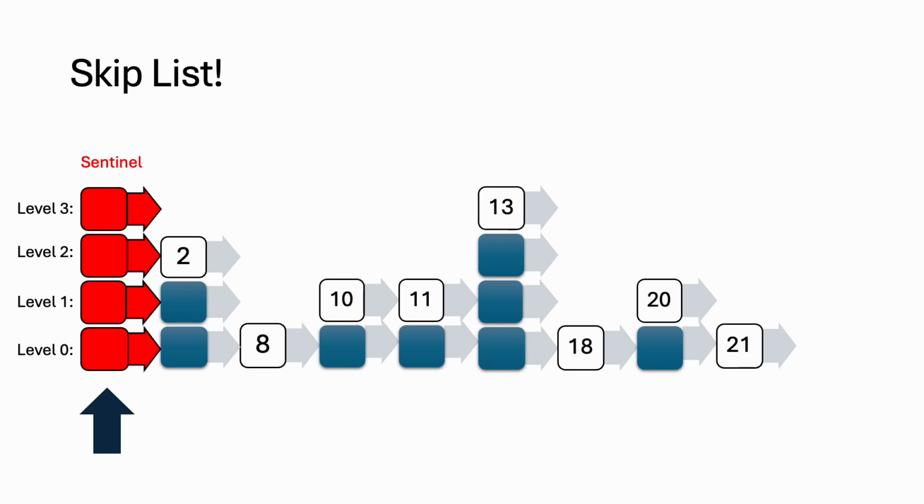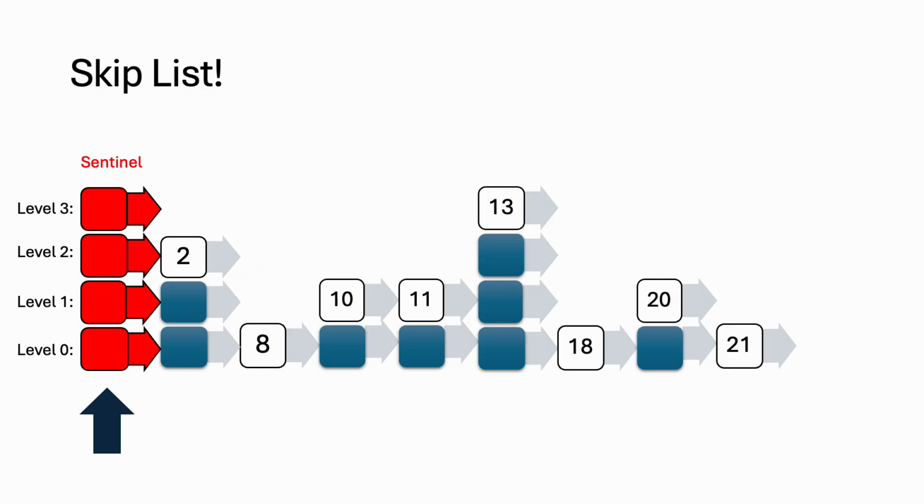So, the skip list structure. Now we look at what a skip list actually looks like. A skip list is essentially layers of linked lists. Think of multiple linked lists stacked on top of each other. At the bottom is level 0. All the elements are stored in sorted order, like a regular linked list. In this example, we have the values 2, 8, 10, 11, 13, 18, 20, and 21.